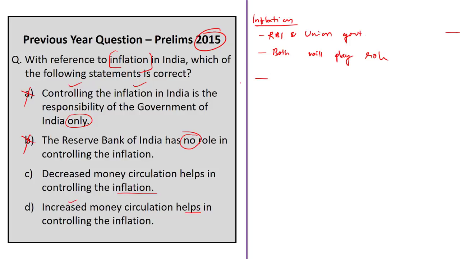Then if you look at option C, it says that decreased money circulation helps in controlling the inflation. Know that increased money circulation leads to increased inflation because it can increase demand. Therefore, the prices of the goods or services may increase. So in this context, RBI increases bank rates and SLR in order to reduce money supply in the market, which controls demand. Therefore, decreased money circulation helps in controlling the inflation. So for this question, option C is the correct option.